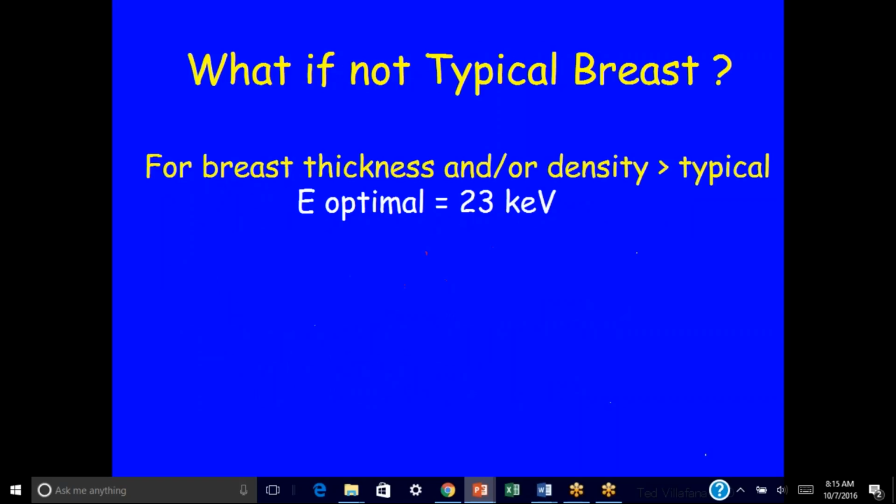And specifically, what if we don't have a typical breast? We had calculated that the optimal energy for a typical breast was 20 kV. But what if it's a thicker breast? What if it has greater density? Well, if it's thicker and/or denser, that means the photons will be more readily absorbed in transit through the breast, so we have to have a slightly higher energy to penetrate it. How much higher? Here we go again: we go through an optimization procedure and come up with the new condition that for a denser and/or thicker breast, the optimal energy is 23 kV.